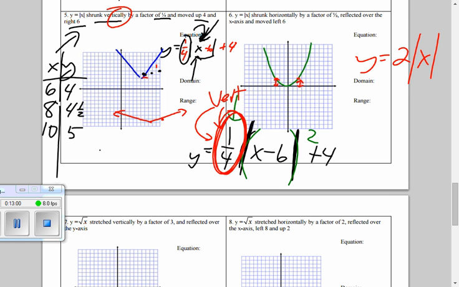Now I would take all my heights of my points and make them twice as high. But if it's a fraction like 1/4, you make it 1/4 as high. So you just multiply whatever your height is. Heights are like the y values. You multiply them by this number, or if it's a big number like this, you multiply them by that number. So that's what you multiply your y's by.